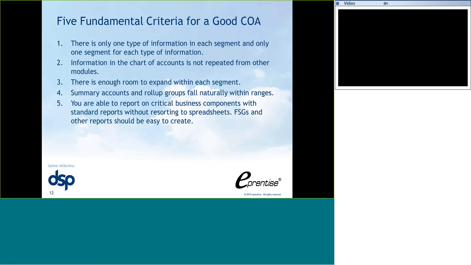So I'm going to be talking about each of these 5 criteria as we go through, and I have examples and discussion about those. First is that there's only one type of information in each segment and only one segment for each type of information. Second, information in the chart of accounts is not repeated from other modules. There is enough room to expand within each segment. Your summary accounts and your roll-up groups fall naturally within ranges. And then, this is my favorite, you're able to report on critical business components with standard EBS reports without resorting to spreadsheets. FSG's, financial statement generators, and other reports should be easy to create.